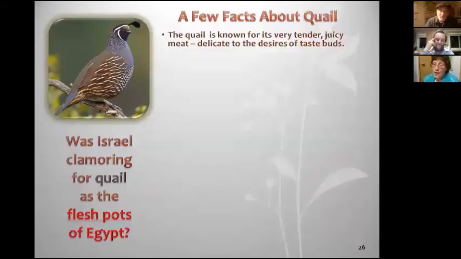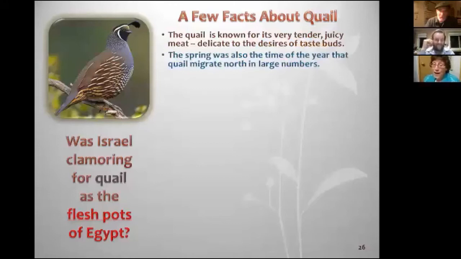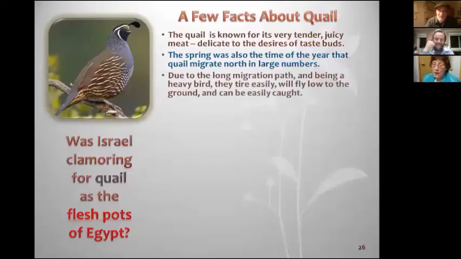Here's a few facts about quail that you might not know. The quail is known for its very tender, juicy meat. It's delicate to the desires of the taste buds. I hear this from a lot of people. I've never had any myself. Delicious. But the spring was also the time of the year that quail migrate north in large numbers. Now, don't forget, we are in the spring of the year when they are on their trek.